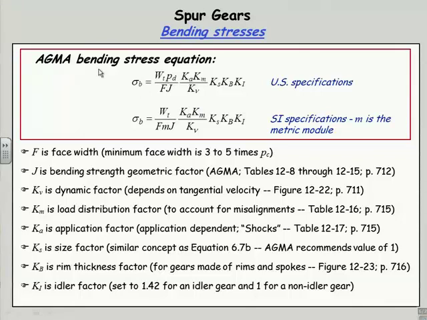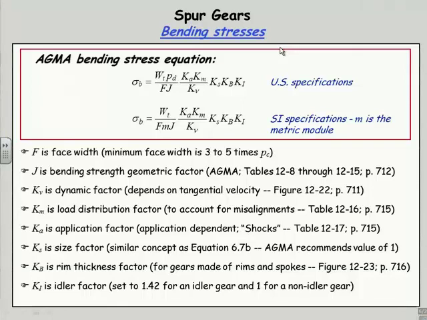So here is the up-to-date formula for bending stress in a gear tooth. This comes from AGMA, which you may recall is the American Gear Manufacturers Association. So this is a U.S. standard. If you go to Europe or anywhere else in the world, you're going to find other standards in use for gears. Germany has DIN. Don't ask me what it stands for in German. It's an acronym for something or other. And of course there's ISO as well, which is probably universal across the world.